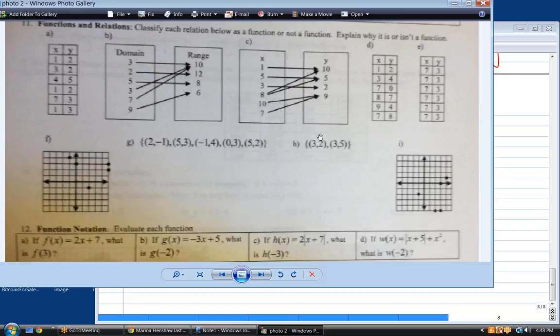What about C? It's not. Because the x value of 8 has two different values for y. Good. That's all you need to say. And that actually is the only reason it isn't a function, is because of that right there. How about D? No, because the 7 has two y values too. Correct. About E?